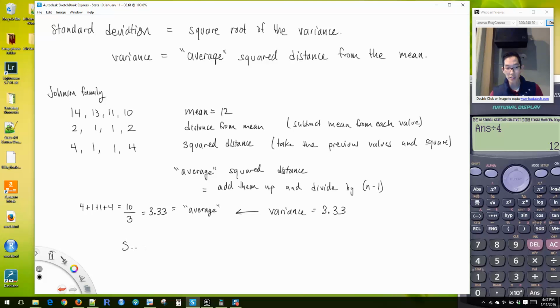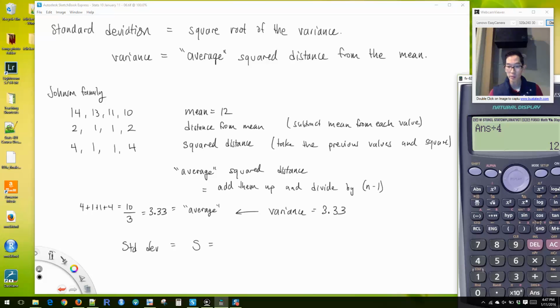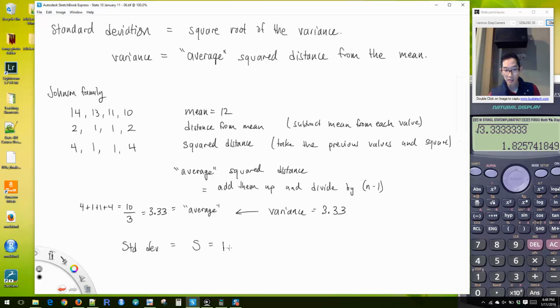And the standard deviation, which we call S, is the square root of 3.33. The square root of 3.3333 is 1.8257. And that is the standard deviation of ages in the Johnson family, okay?